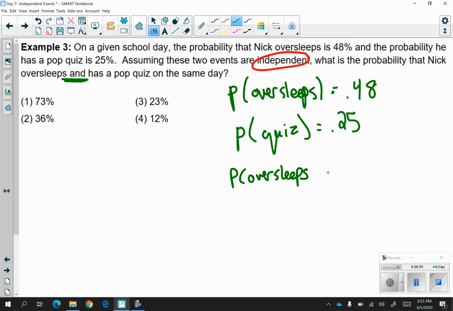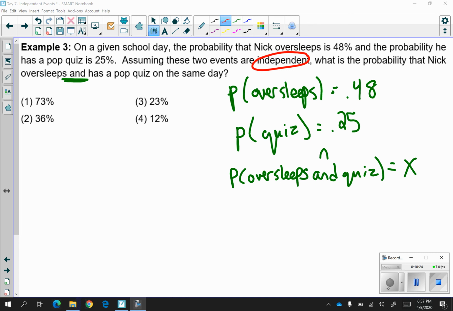So we're looking for the probability of oversleeping and, or you could put the intersection symbol, so oversleeping and pop quiz is equal to X. Because they told us that these two events are independent, you can use an independence formula. The question is which one?